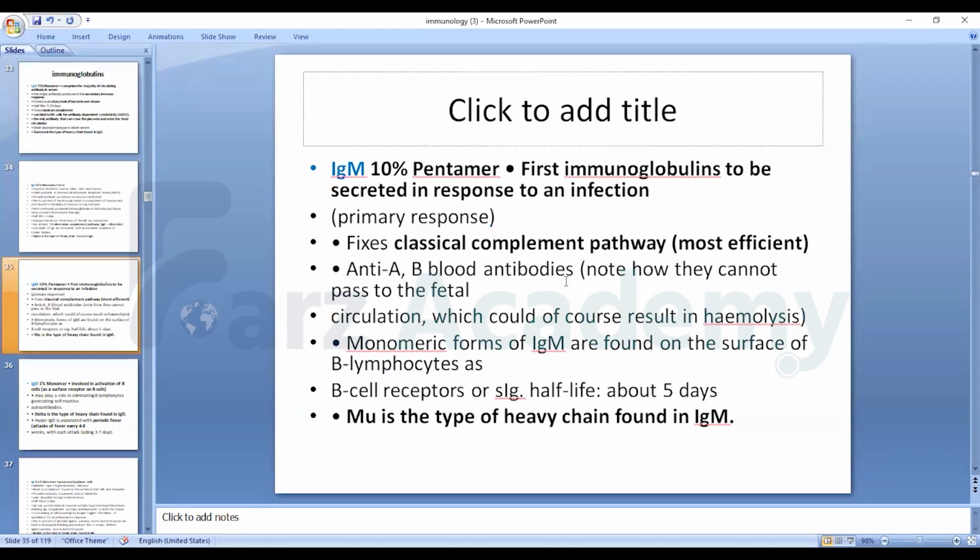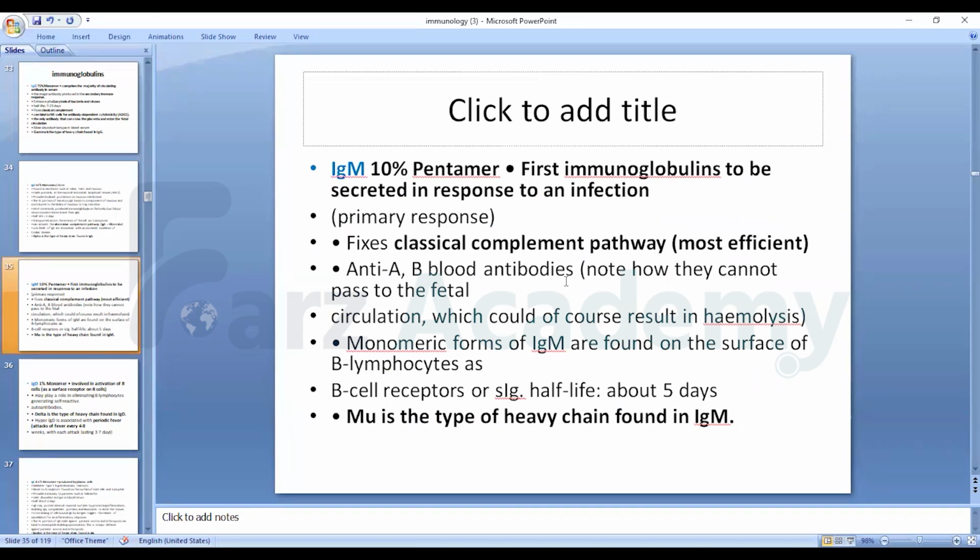So IgM, it's 10% pentamer, the first immunoglobulin to be secreted in response to infection. So again, the same question has come. Fixes classical complement pathway most efficiently. Anti-A, anti-B blood cell antibodies are IgM, note how they cannot pass to the fetus. IgG antibodies pass to the fetal circulation, which could of course result in hemolysis.